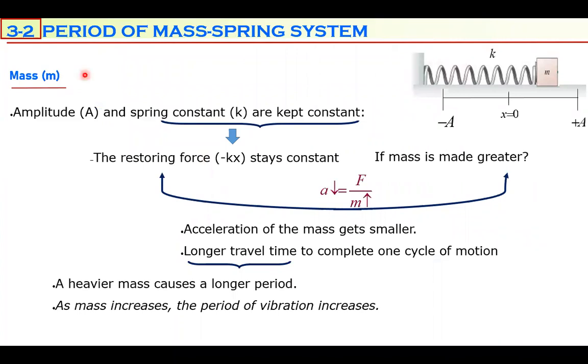First, m. If you increase m, all others are kept constant. F is constant, A is constant, x is constant. According to the second law of motion, if m increases, because F is constant with kx, acceleration decreases, which means this object will start moving slower. So greater mass means slower motion. Slower motion means longer time of travel. For that reason, period increases. If mass increases, period also increases.